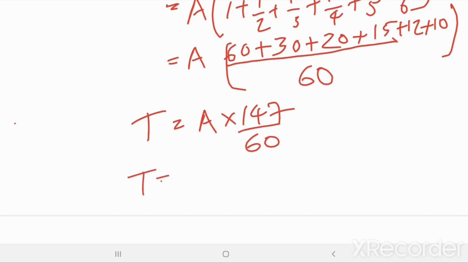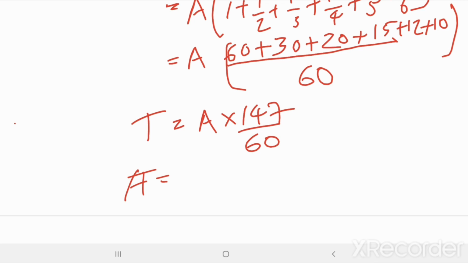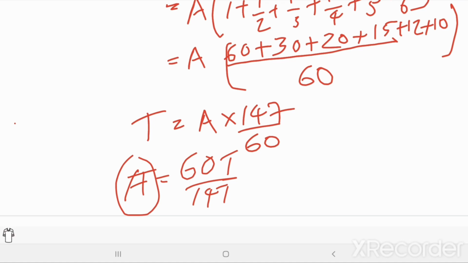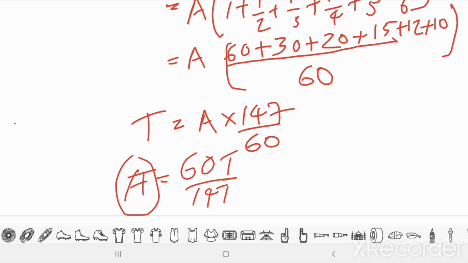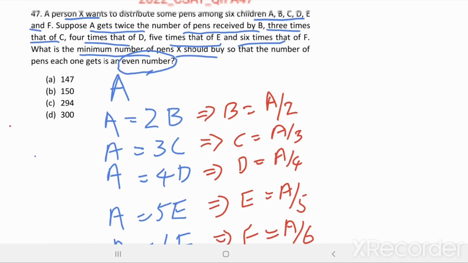From here we get T equal to A into 147 by 60. From here A equal to 60 into T divided by 147. So here A should be an integer. We cannot have a 1.5 pen. So A should be an integer. For that, what would be the value of total number of pens? From options, option A and option C, it is 147 and 294.